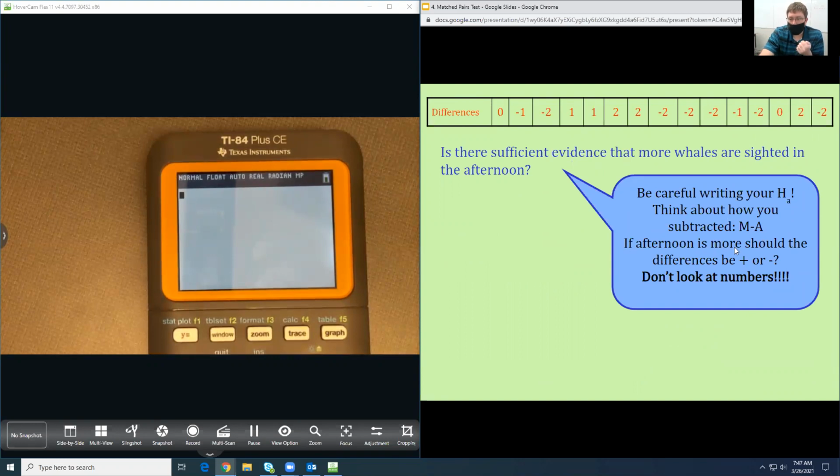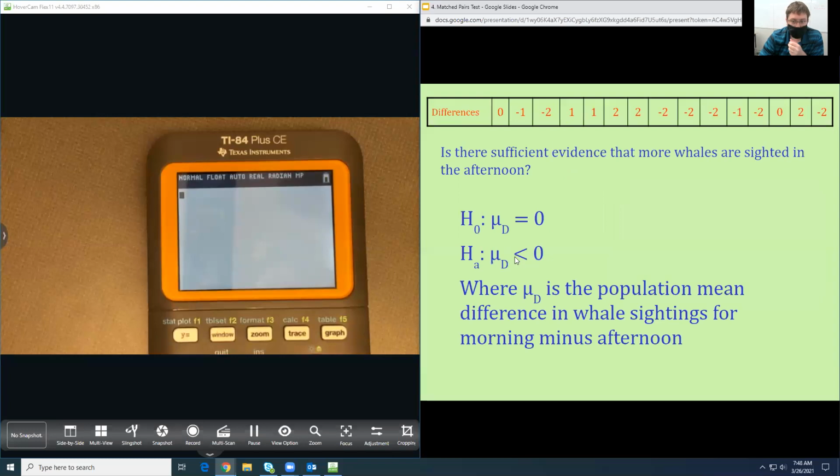So if afternoon is more, should the differences be positive or negative? Just in general, don't look at the numbers up here, but just think about it. If I'm doing morning numbers and I'm subtracting afternoon numbers and I expect the afternoon to be bigger, what kind of numbers would I get overall? I would get negative numbers, right? Because I'm subtracting a larger number from a smaller number. So that's going to help me write my hypothesis in the correct direction. That's what I'm trying to get you guys to see. So my alternative hypothesis should say less than 0.